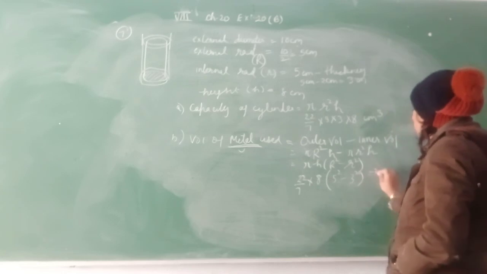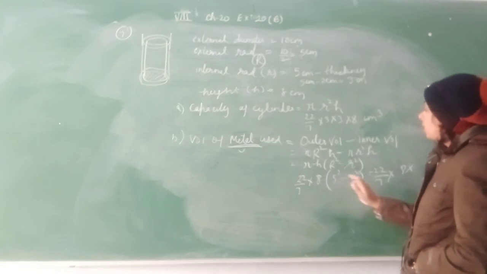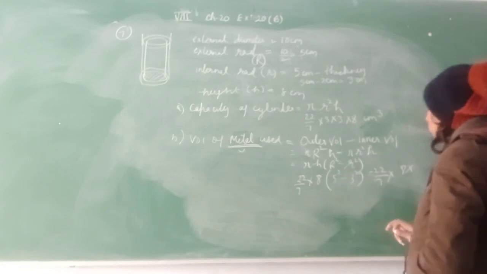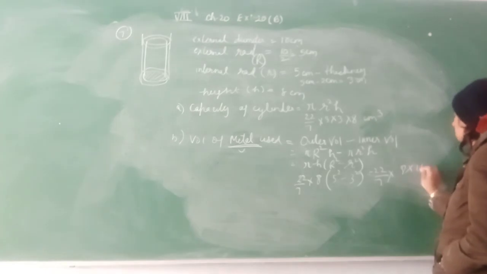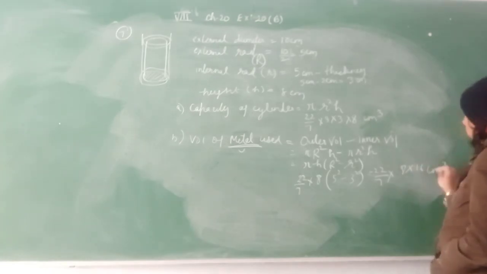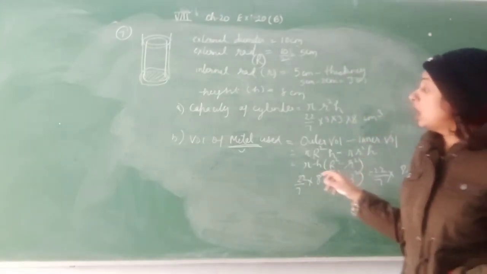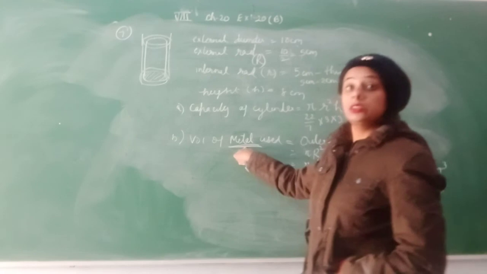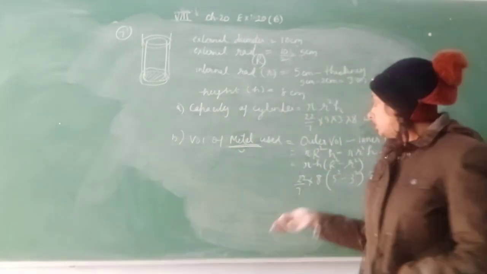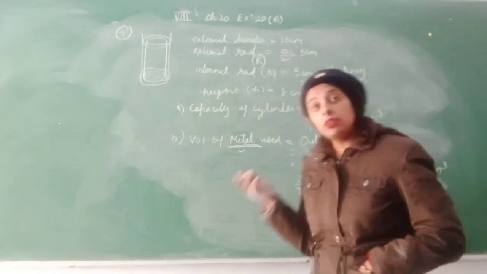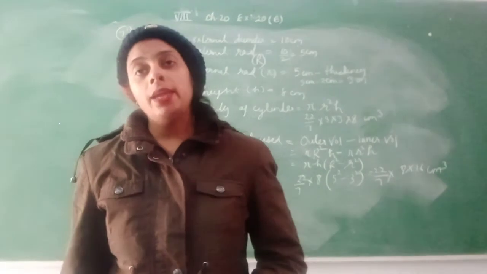So you will solve it as 22 by 7 multiply 8, 25 minus 9. You will have here 16, and just multiply and get your answer in centimeter cube. That is the volume which is used for the metal by which that container is created. Okay, that container is formed. So this is the end of this exercise. Thank you and have a nice day.